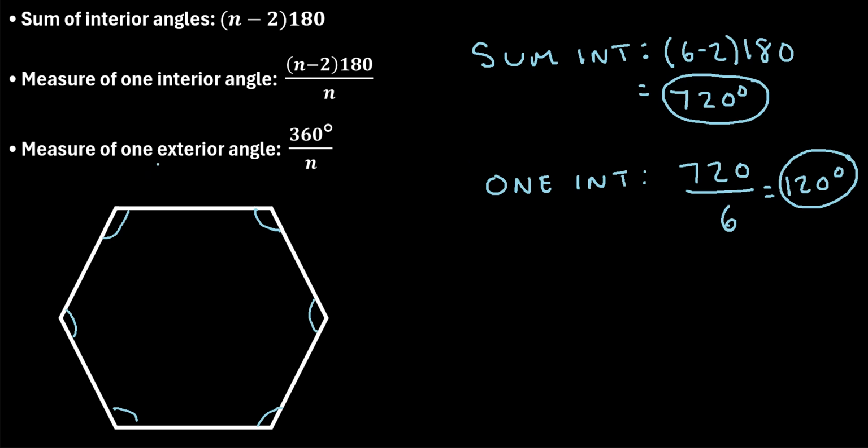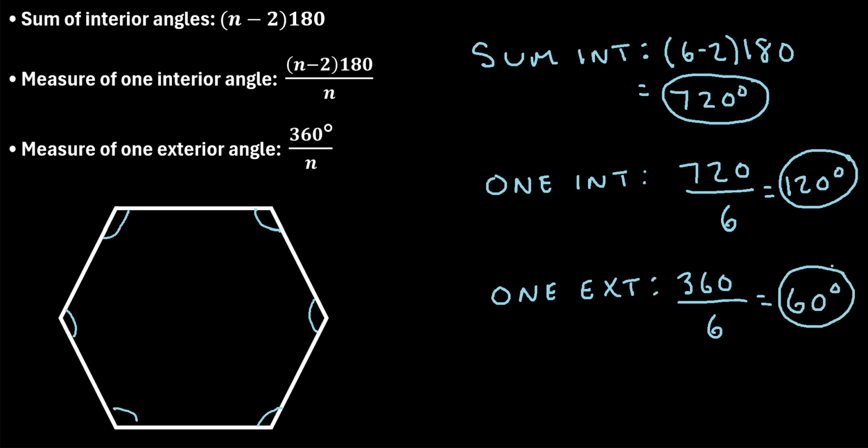And now to find the measure of one exterior angle, we can use this formula, 360 divided by n. I'll abbreviate one exterior angle as ext. One exterior angle is going to be 360 divided by n. In this case, n is 6 sides of the hexagon. So 360 divided by 6 is 60 degrees. So 60 degrees is one exterior angle.